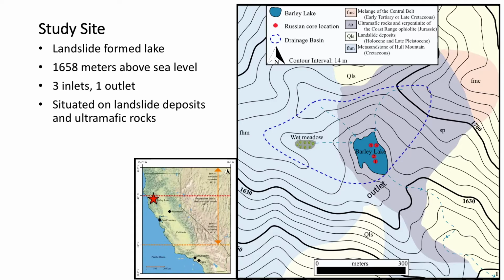But there is a defined limit to trees 2 meters above the present day lake level that defines the maximum historical lake level, demonstrating that Barley Lake was once a substantially deeper lake.